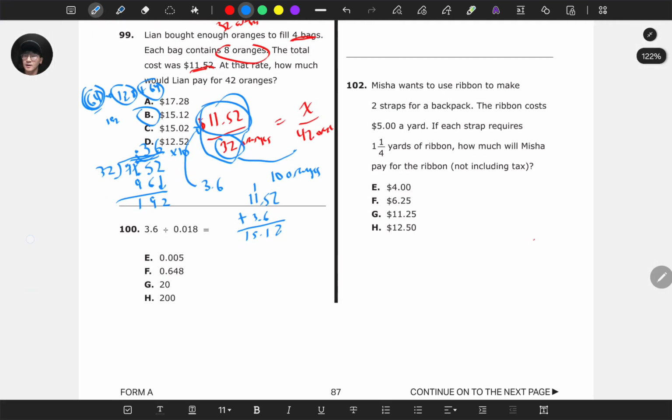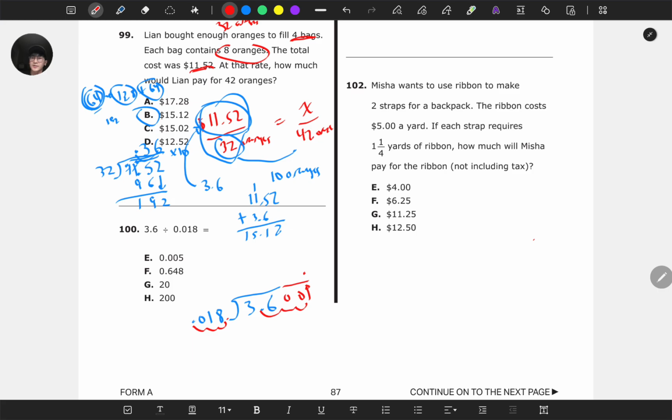Okay, 100. Okay, this is not bad. All right, so this is just dividing. So you do 3.6 divided by 0.018. I don't have to put that outside 0, right? And then we are going to jump this 3 spots, right? And then we got to jump this 3 spots to make this a whole. And then we're going to put that directly above here.